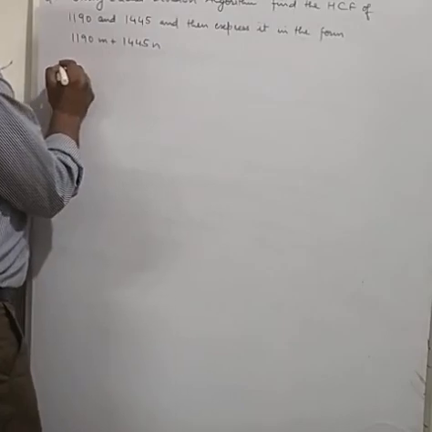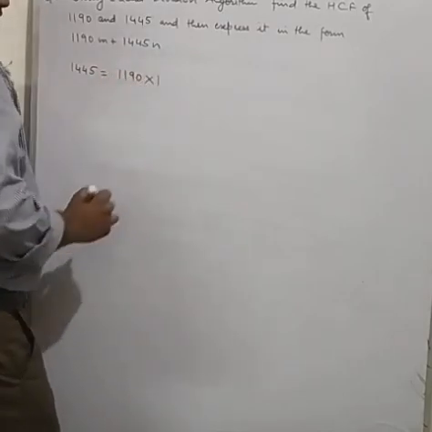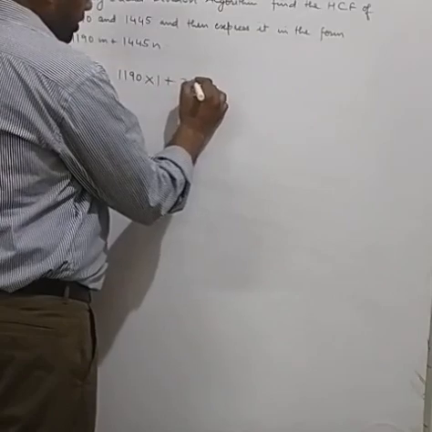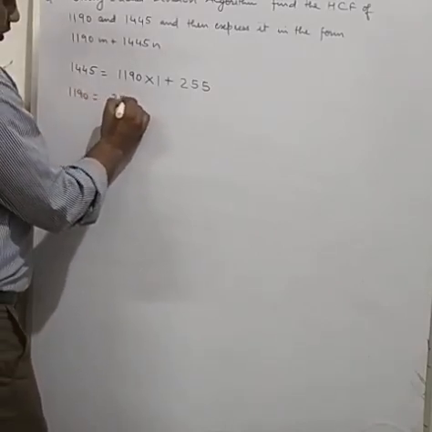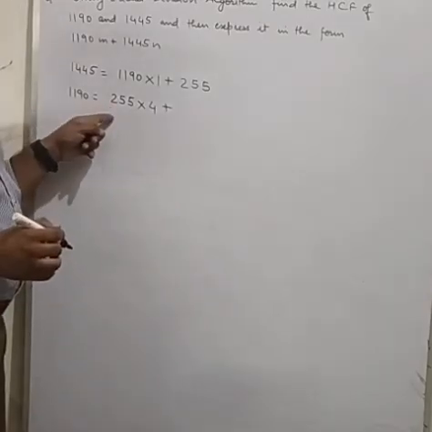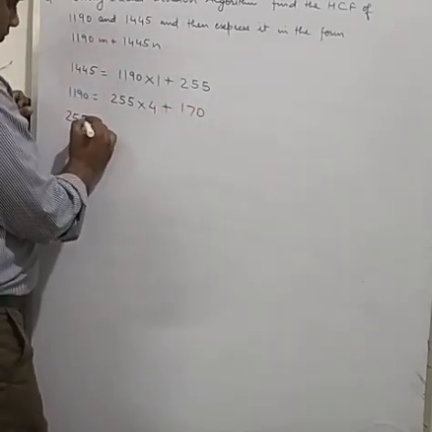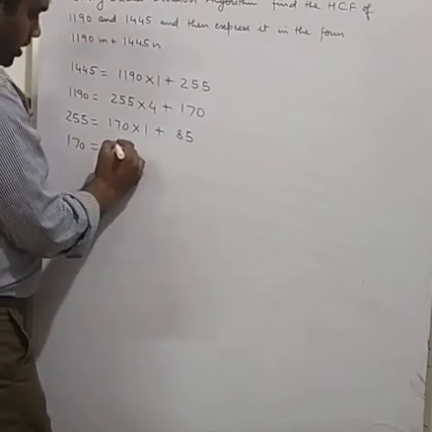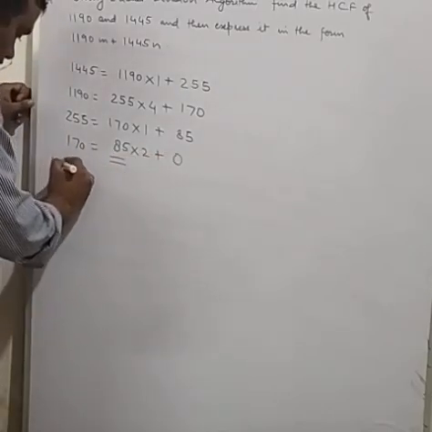So 1445 is 1190 into 1 plus 255. After this, 1190 is 255 into 4 plus, this is 1020, and this will give me 170. After this, 255 is 170 into 1 plus 85, and after this, 170 is 85 into 2 plus 0. So this 85 is my HCF.